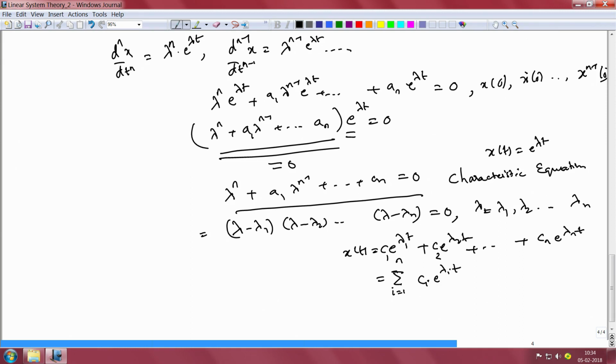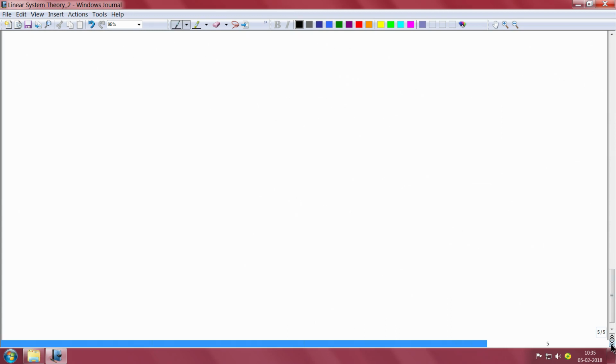Now we have n initial conditions, x of 0, x dot of 0 all the way up to the x n minus 1 derivative at the time t equal to 0. So the coefficients Ci, which are at the moment unknowns, can be fixed with our knowledge of the n initial conditions, x of 0 to x n minus 1 of 0. So let us do that next. So x of t is equal to sigma i going from 1 to n Ci e power lambda i t.